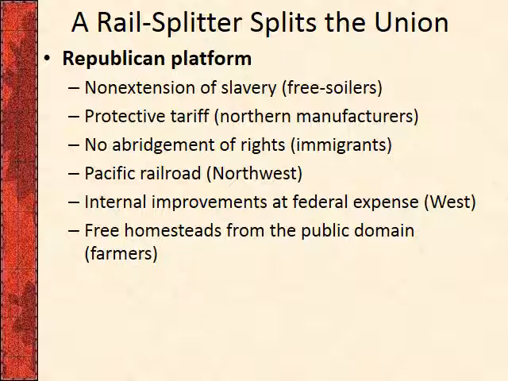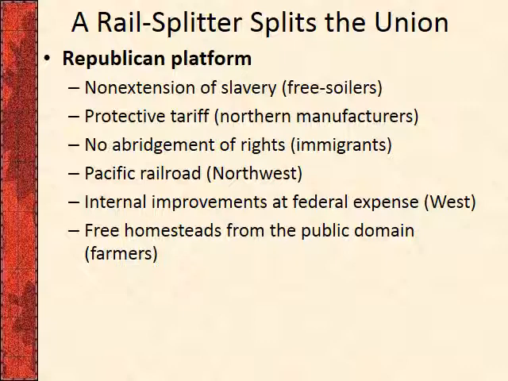So internal improvements at federal expense. So now the western states are going to be in favor of this because they need those railroads, they need those roads, they need the canals, they need all that stuff that society needs, and they don't have the money for it. But if the federal government foots the bill, then they're all for it, right? So the western states are going to be appeased in this plank.